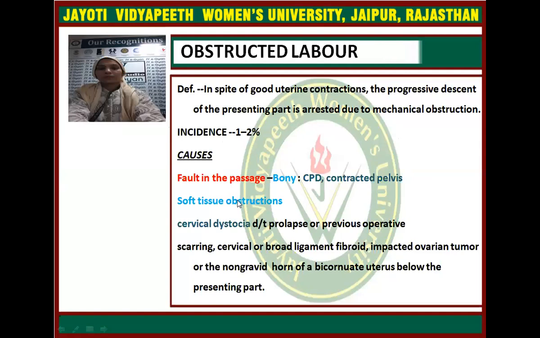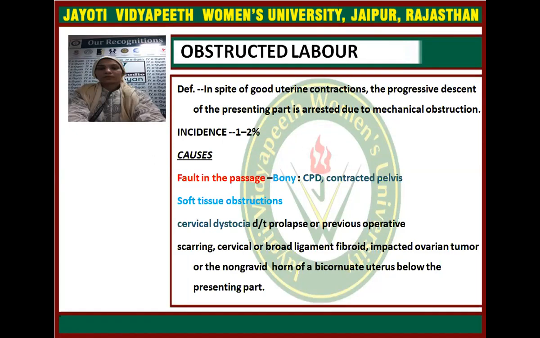Basically, obstructed labor is where, in spite of good uterine contractions, the progressive descent of the presenting part is arrested due to mechanical obstruction. Some mechanical obstruction is present in the pelvis. That is the reason for the obstruction, basically. So, what is the incidence? Incidence is almost 2% in the hospital.